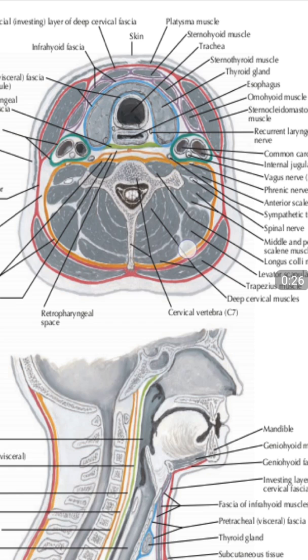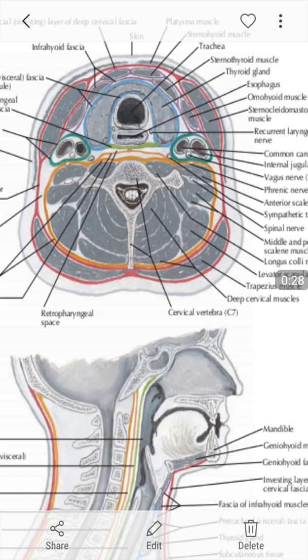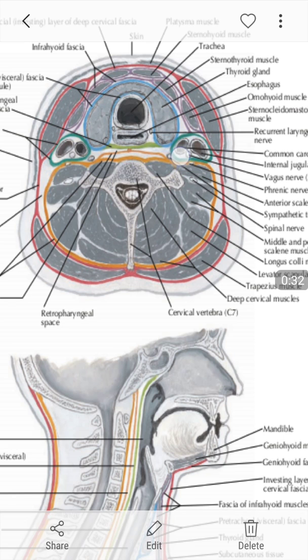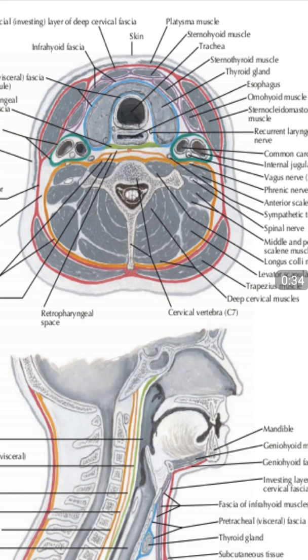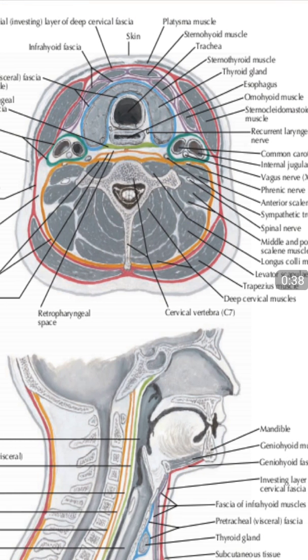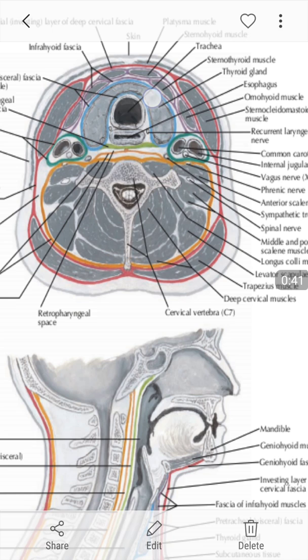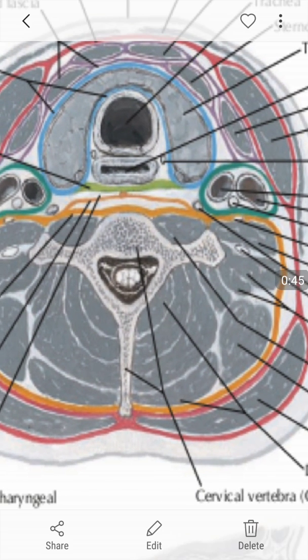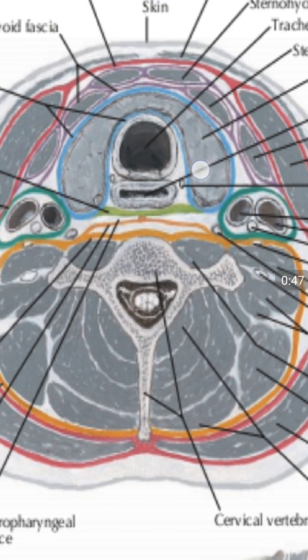This is the prevertebral layer of the deep fascia, because this is the vertebra and surrounding muscle. So this layer is actually surrounding the vertebra and their surrounding muscles. That's why it is called the prevertebral layer. Then we have this light blue color. Here you can see this light blue color. This is actually the pretracheal layer.